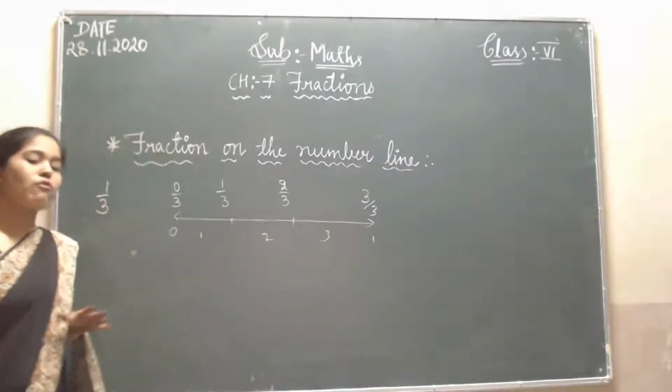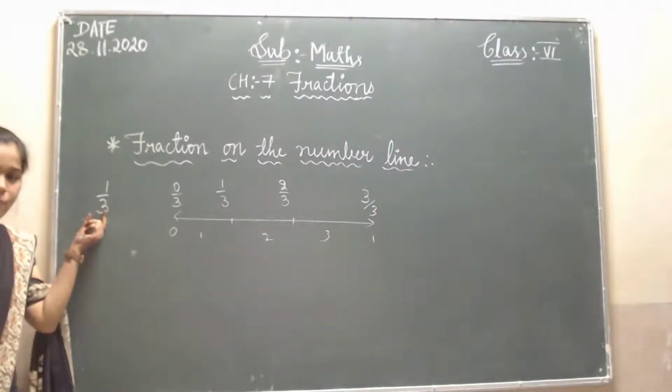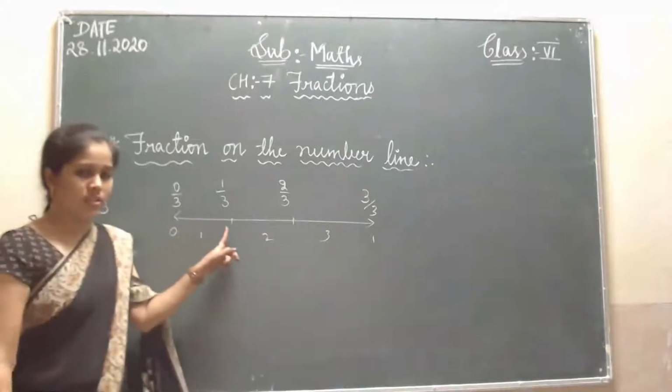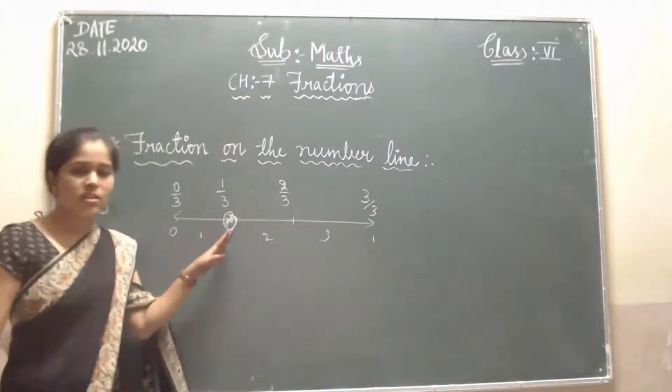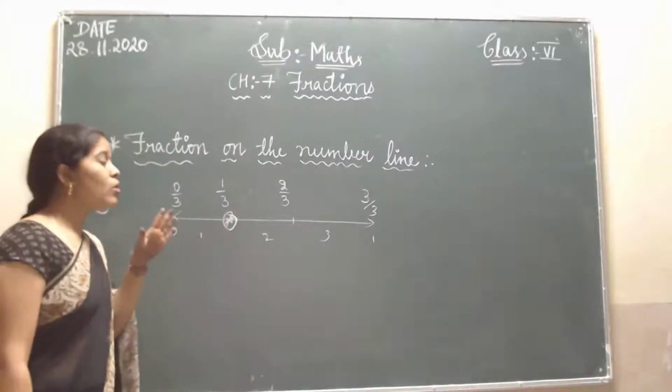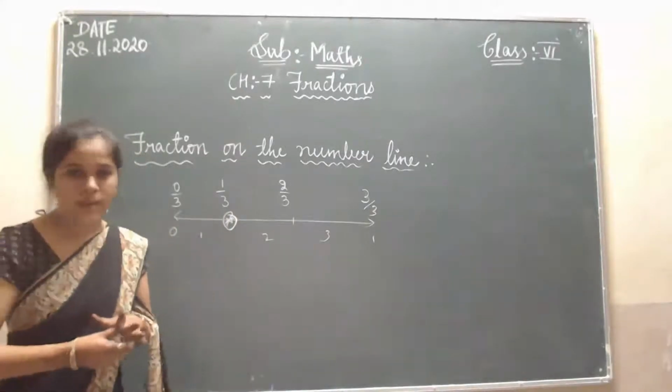So in this, what we want is 1 by 3. So where is 1 by 3? Here. Yes, this is 1 by 3. Okay, this is our answer. Understood how to plot a fraction on the number line.